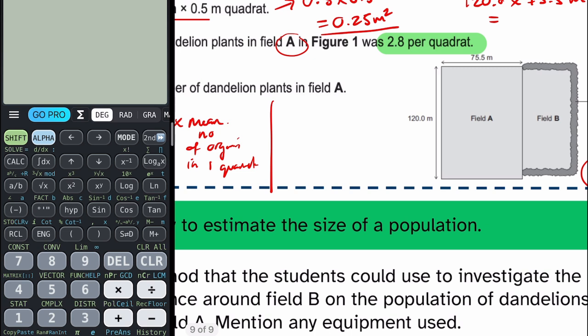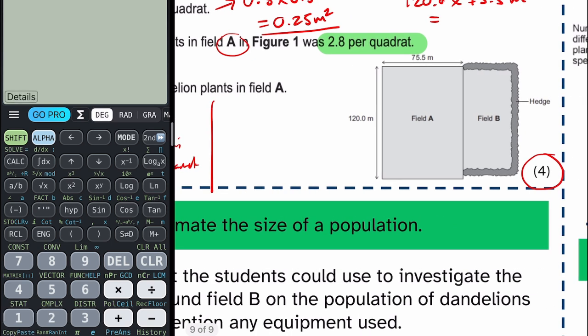Okay, so we have got 120.0. If they're giving you the 0.0, they'll want you to use it. It's because they're telling you how many significant figures they're using or how many decimal places they're using. So your answer should have the same. Times by 75.5. So our area is 9,060 metres squared. Again, if you've got that somewhere on your paper, you'll get a mark.